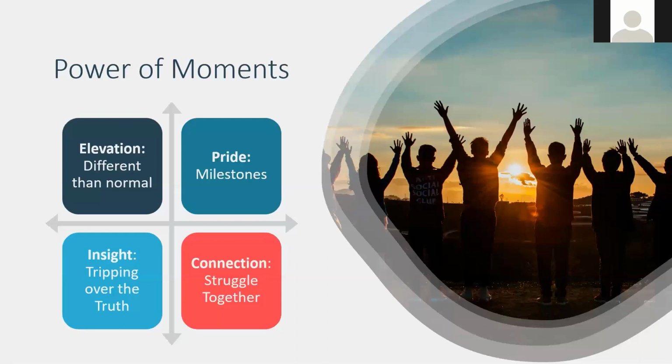So elevation, that means that you're out of your comfort zone. It's not normal. It's something that's different, right? So at a wedding, you're not usually wearing the same clothes. At a hospital, you're in an environment that's different. In a school setting, maybe instead of being inside, you're actually outside, being taught outside. For us right now, something that will stick with us is doing school online, right? For students, that's going to be something that makes this moment different.